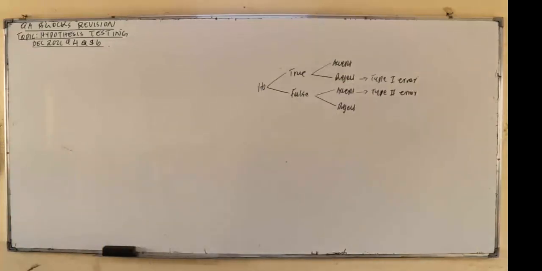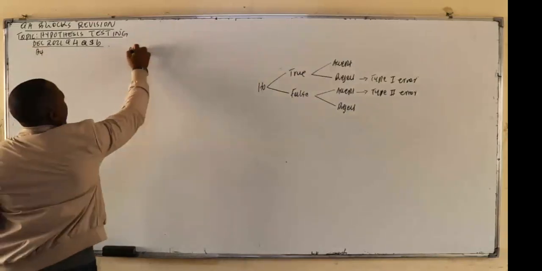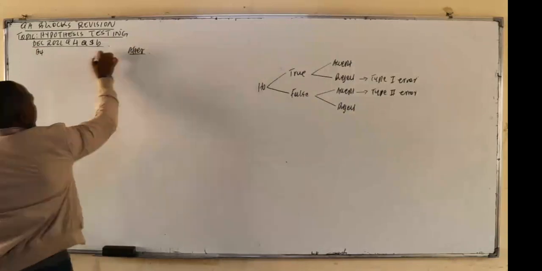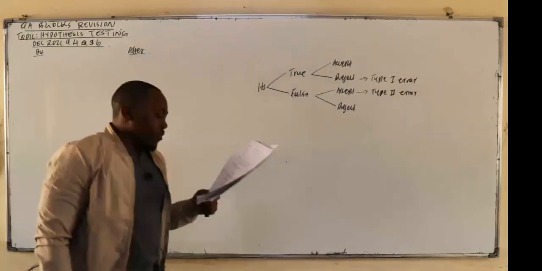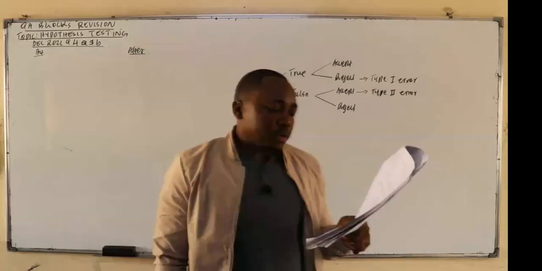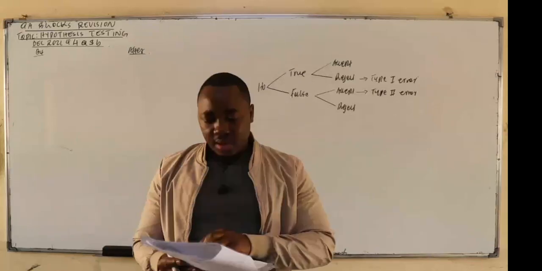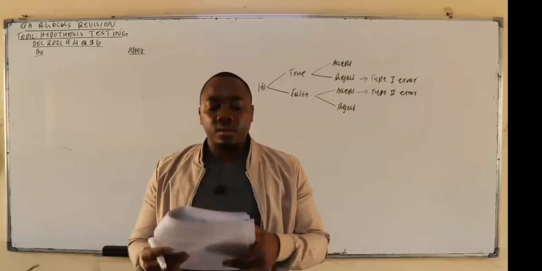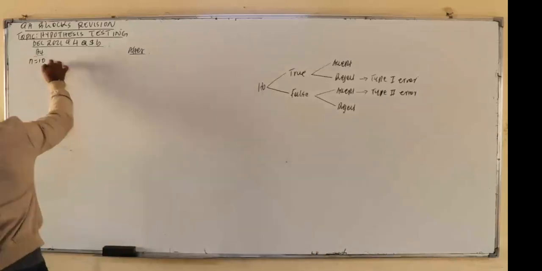Number B, the sales before and after. Therefore, that one is a two-mean test. The sales before and after a promotional campaign of 10 different regions of a certain commodity were recorded as follows. So we have region 1 to 10. So that means N is 10. So it's a small sample.